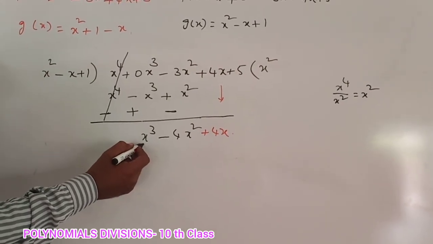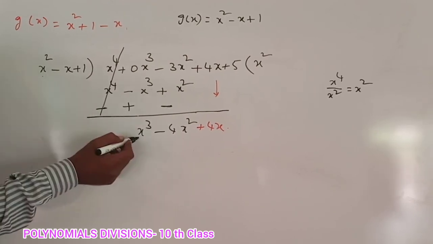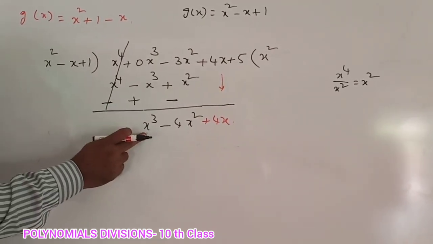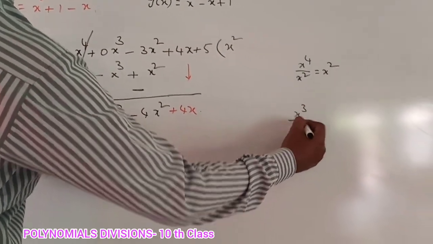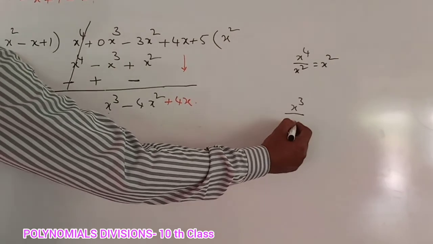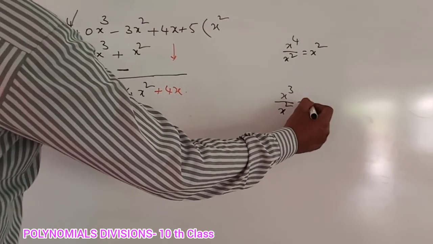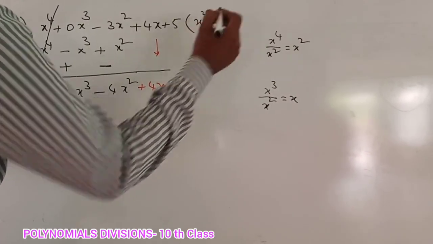Next value. Here x cube is here. Which number is multiplied by x square to get x cube? x square into x is equal to value x cube. Or check once. Here x cube divided by x square, x cube by x square, so the result equals value x. What is the symbol? Plus x. So write the plus x.